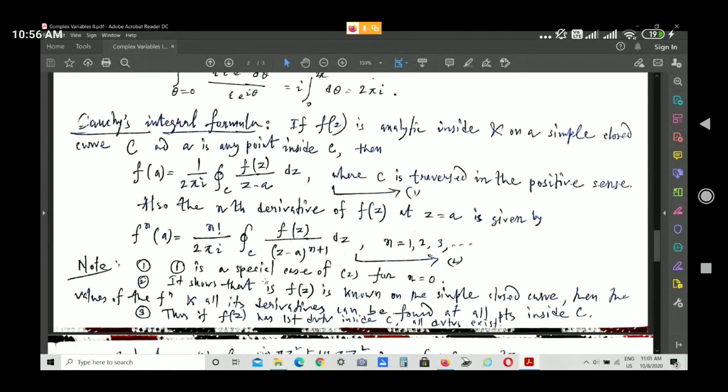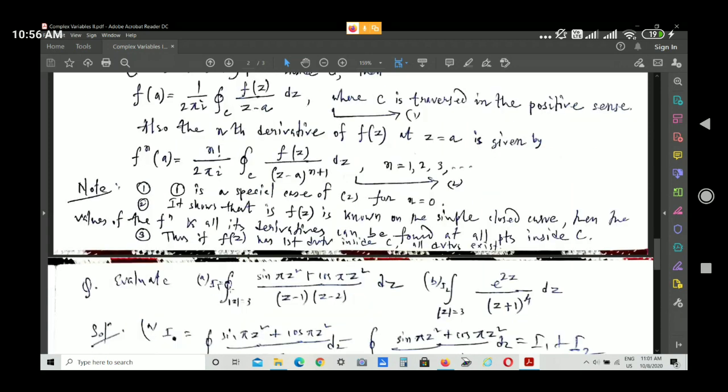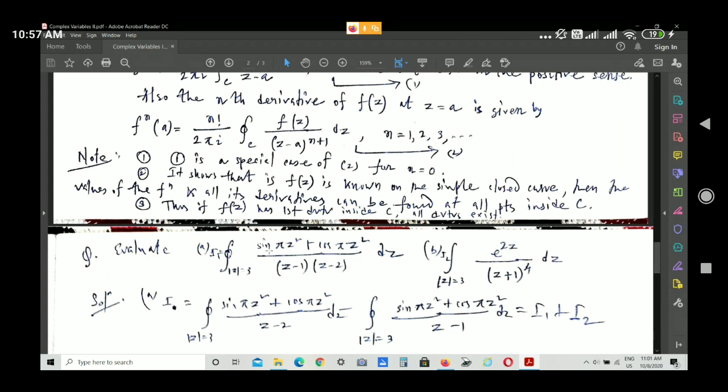Instead of explaining here, let us discuss one example, then understand what it means and what it is. Let us see this. Try to evaluate this integration.